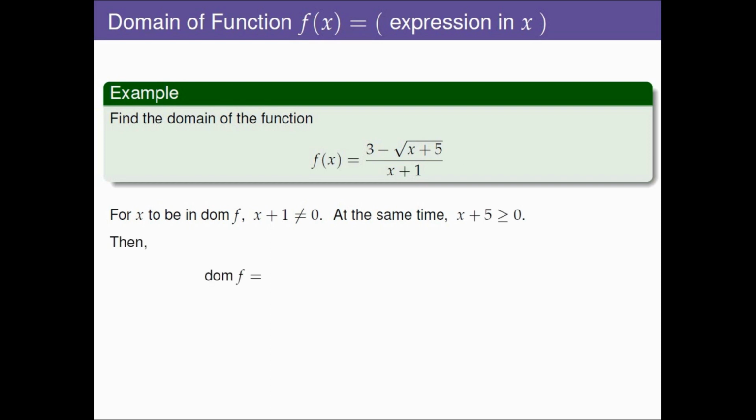So the domain of f is the set of all x such that x plus 1 is not equal to 0, intersect with the set of all x such that x plus 5 is greater than or equal to 0. We get the intersection because we want to find all x such that this and this happen at the same time.